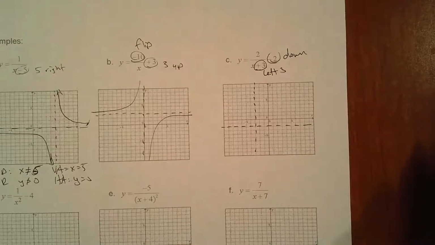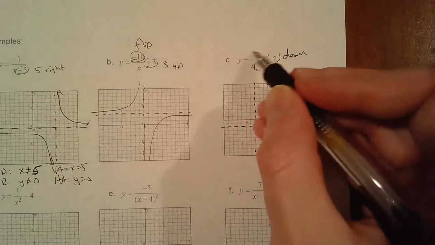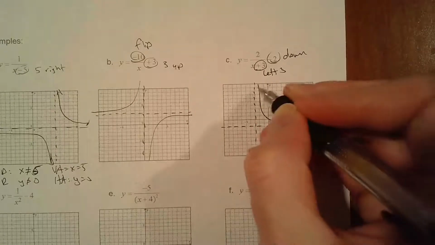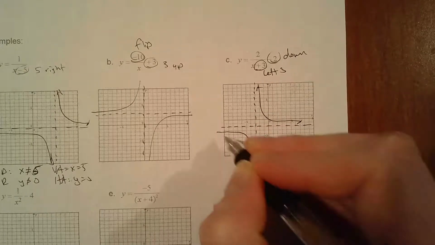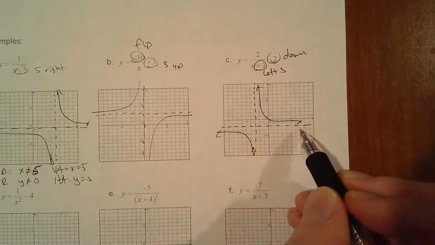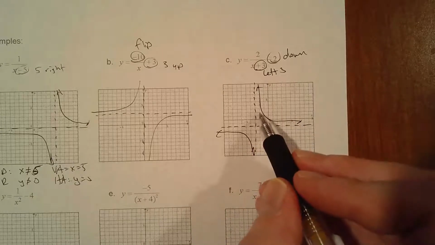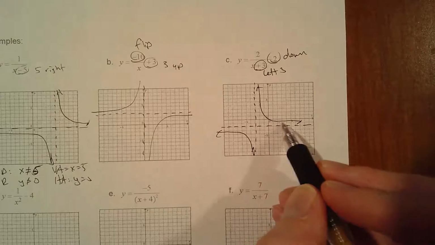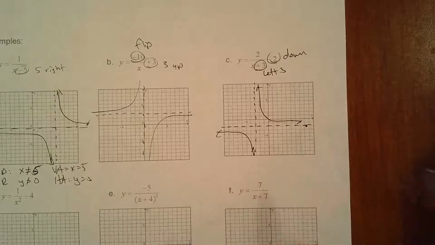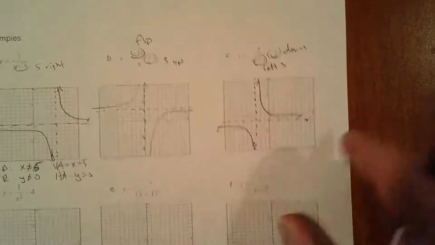Okay, and then no shift. No flip. So it's going to be upper right and lower left. Notice it crosses the x-axis here. I think a lot of students end up keeping it above the x-axis, but it goes down. It's going to get really close to this horizontal asymptote.